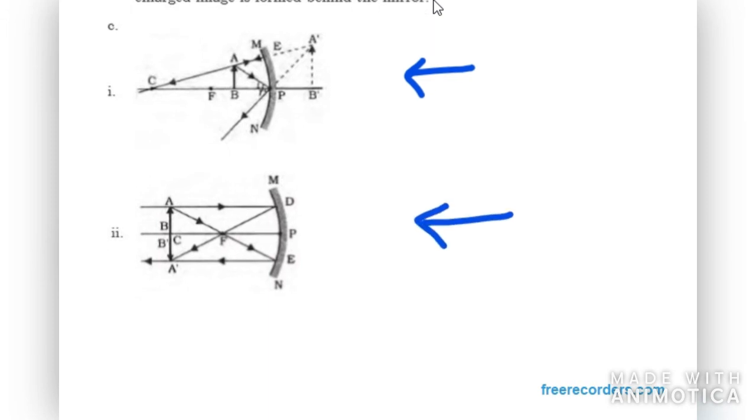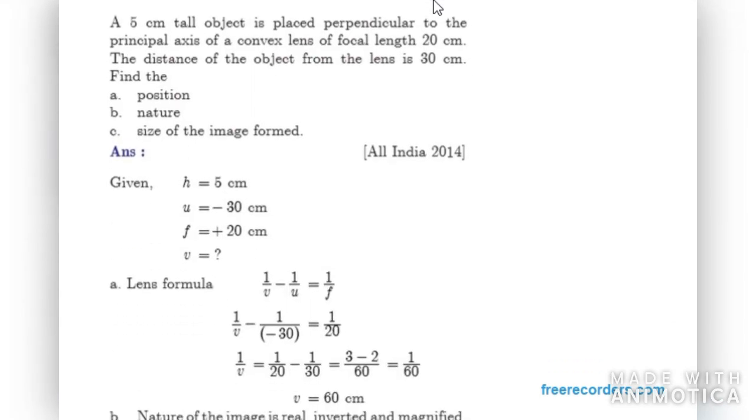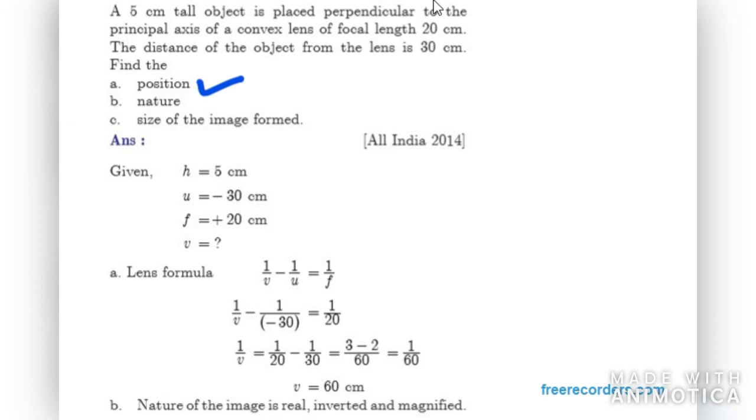Again moving on to next numerical, it says a 5 centimeter tall object, that means h is given to us, is placed perpendicular to the principal axis of a convex lens of focal length 20 centimeter, that means f is plus 20, and distance of the object, that is u equals minus 30 centimeter. You need to find the position, nature and size. We can find position with the help of lens formula, that is 1/v minus 1/u equals 1/f. Putting all the values, you get v as 60 centimeter. That means the distance from point O till the image is 60 centimeter.